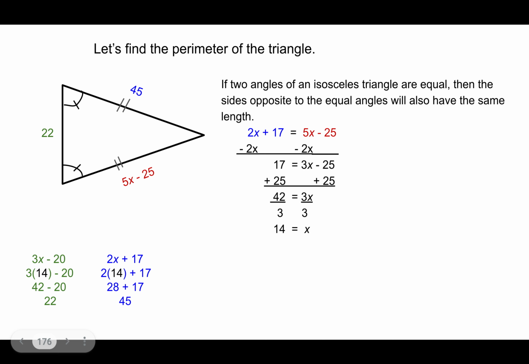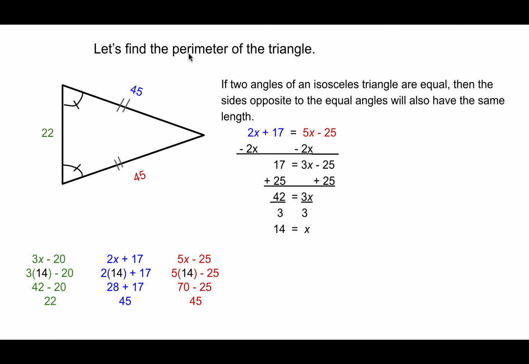Now, because it's an isosceles triangle, the red side should also be 45. But let's check to make sure. 5x minus 25. Again, replace the x with 14. The product of 5 and 14 is 70. And the difference of 70 and 25 is 45. So that checks out. And now we need to find the perimeter.